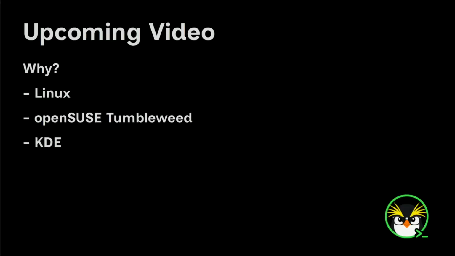That brings us to the end of the three-part playlist where we covered the installation of openSUSE Tumbleweed, post-installation steps, and now how to install applications. In the next video, I'll be covering why I chose Linux a long time back, why Tumbleweed in specific, and why I chose the KDE desktop environment as my primary desktop environment.